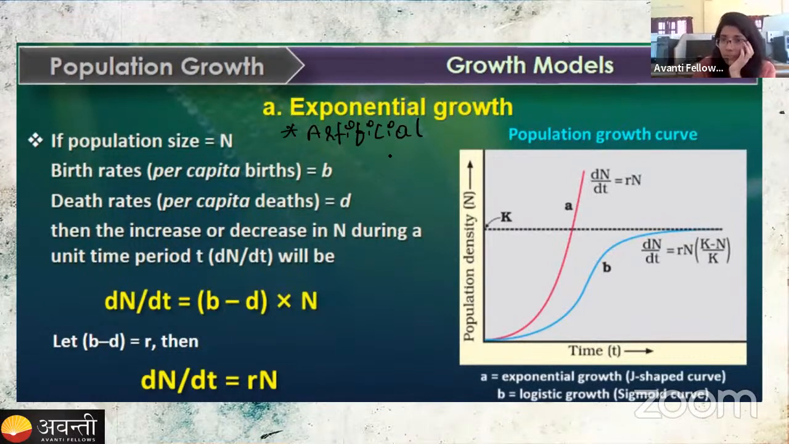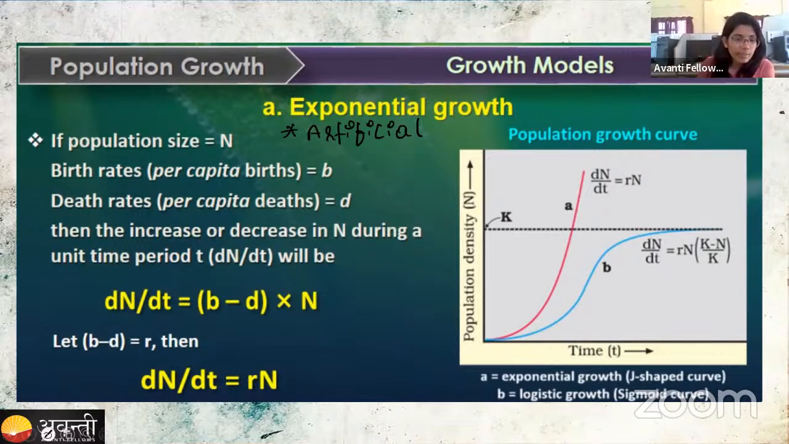What do you mean by artificial condition? Let's say in a laboratory we are growing some bacteria. What do we do there? If we want a larger number of bacteria, we give a larger amount of food continuously. It is not a natural habitat. We are providing food continuously, which means this is an artificial habitat, right? So in the artificial habitat, what is going to happen?